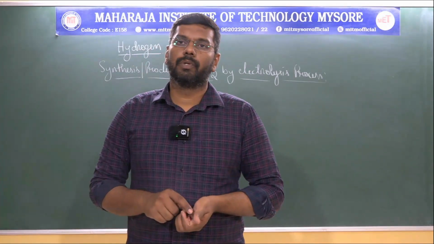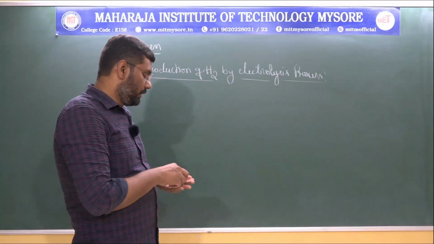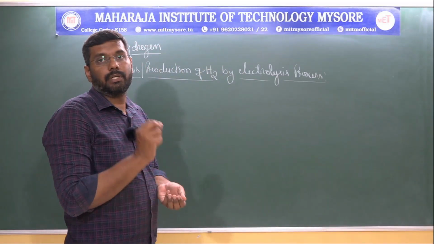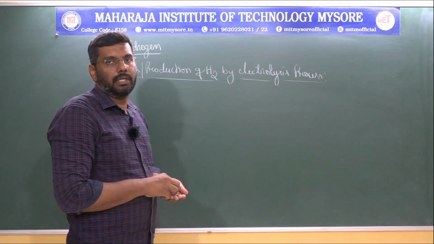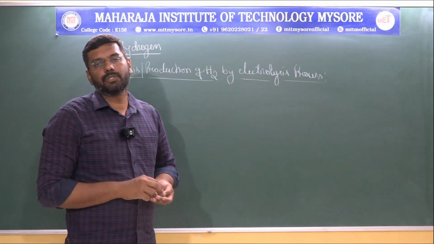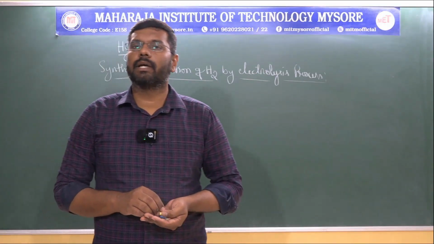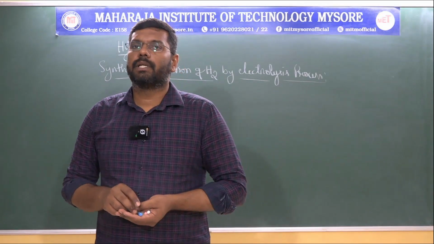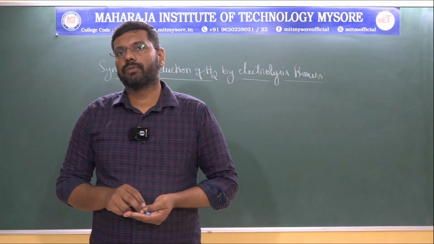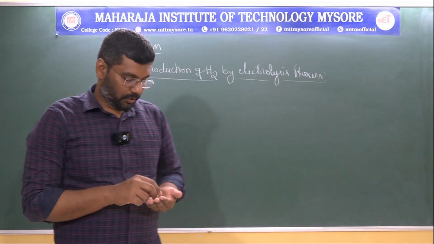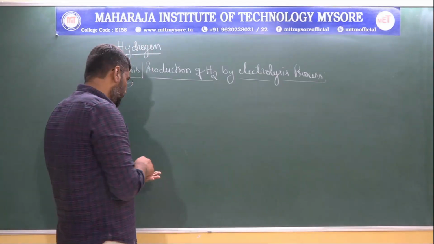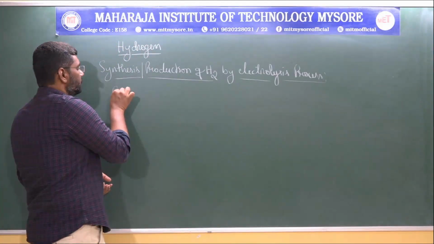For this we need to know a simple diagram which represents the presence of anode and cathode and an electrolyte taken during the synthesis of hydrogen from water. So now let us discuss the construction of this.